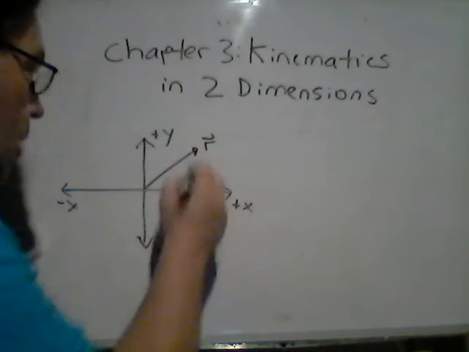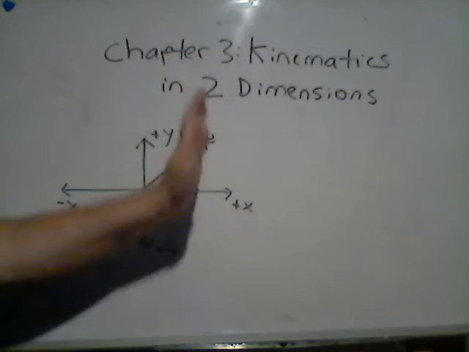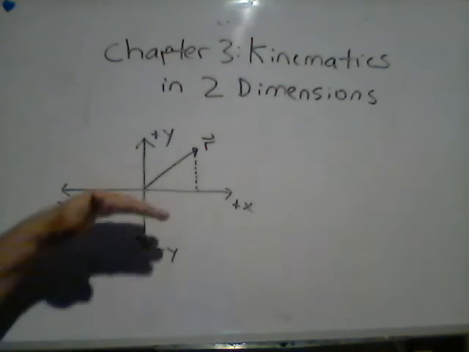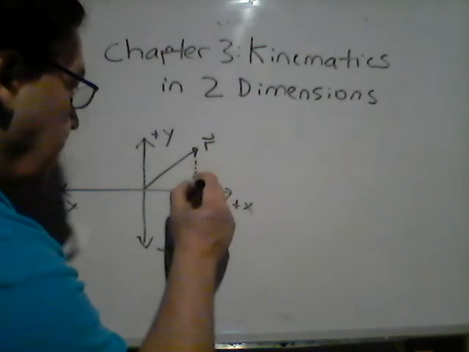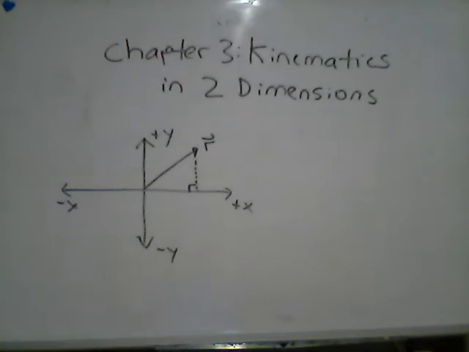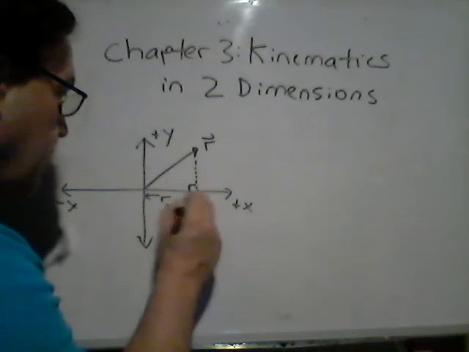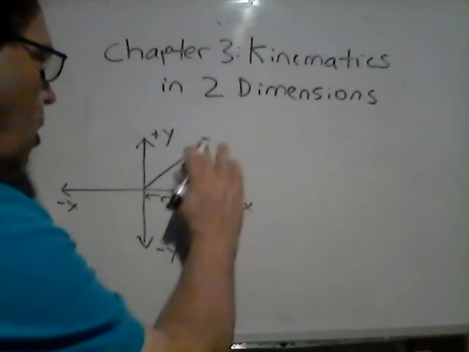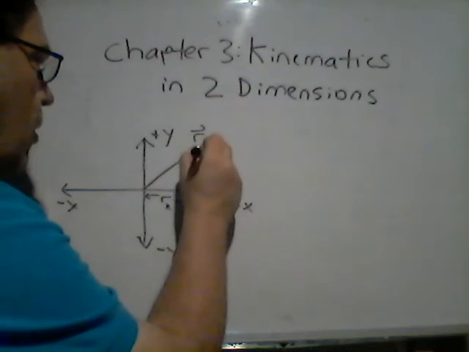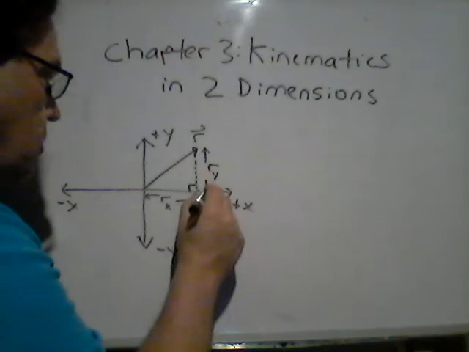So what would I do? I would draw down the vertical. I know that the y-axis and the x-axis are perpendicular to one another because the Cartesian system is orthogonal. And so this forms a right triangle. And so I can think of there being an x component, r sub x, along the bottom leg of this triangle and a y component, r sub y.